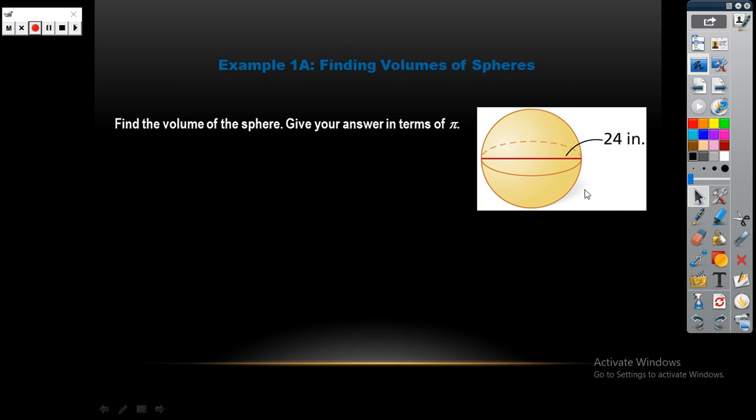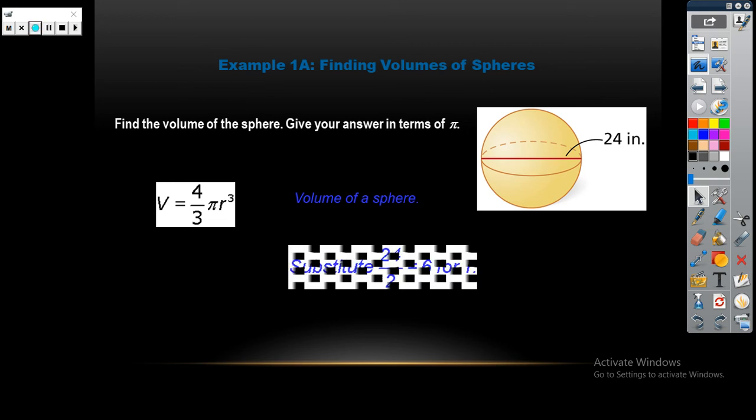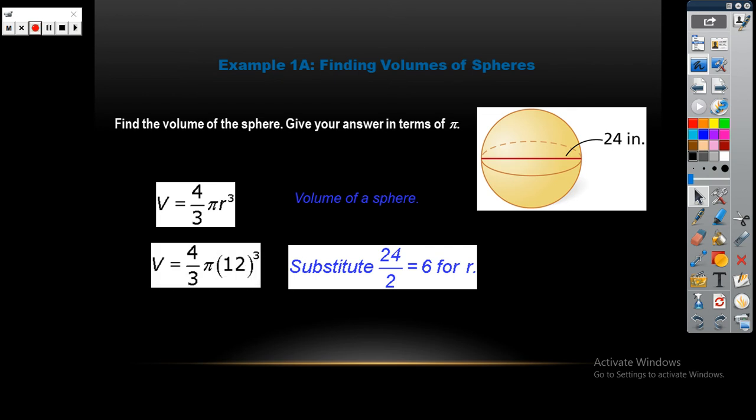Our first example: I need to find the volume of a sphere in terms of pi. This sphere has a diameter of 24 inches. So I need to find the radius. The radius is gonna be 24 divided by 2, which is 12. So now I'm just gonna substitute in the formula. V equals 4 over 3 pi r cubed. 24 divided by 2 is 12, okay? So 4 over 3 pi times 12 cubed. And the answer is 2304 pi inches cubed.